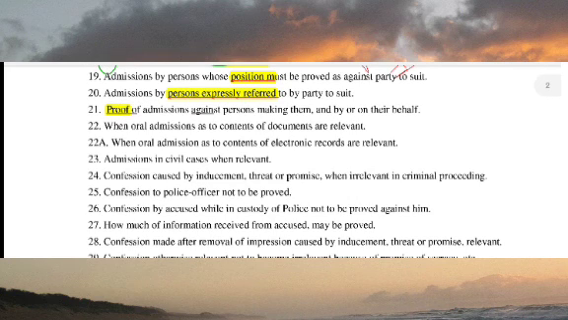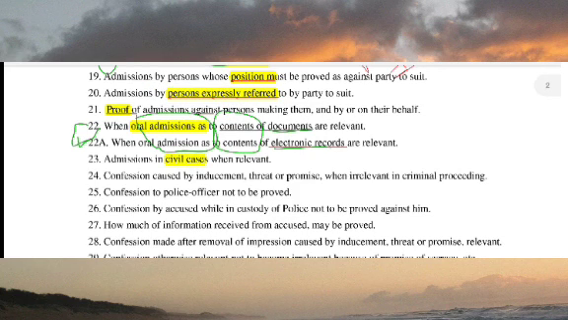22 is oral admissions as to contents of documents are relevant. Contents of documents are relevant. Okay, 22A, oral admissions as to contents of electronic records. These two are much similar. One is document, another is electronic record. These two deal with oral admission as to the contents of one document and another electronic record. Then 23, admission in civil cases when relevant. 23, civil cases. Keep that keyword only.